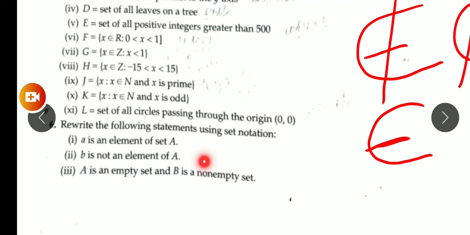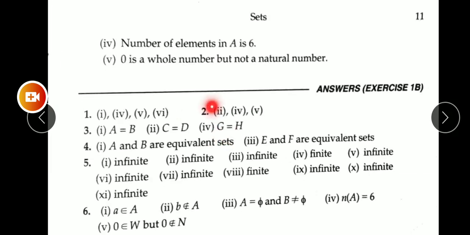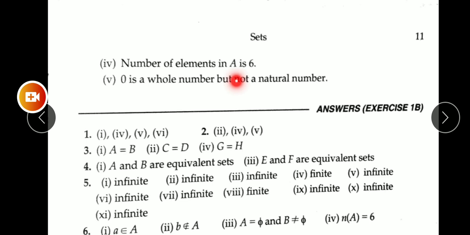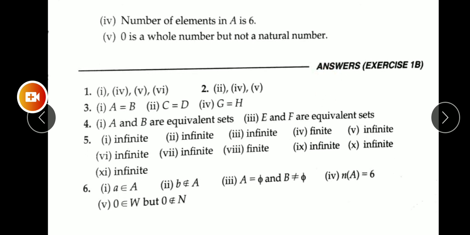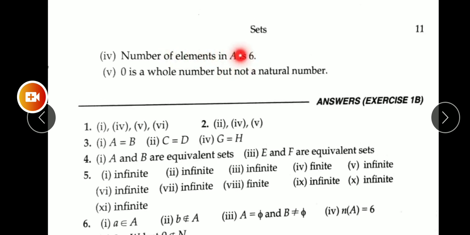The number of elements in A is 6. A has 6 elements. If you understand here, you can write how. If you answer here, we need to write why.